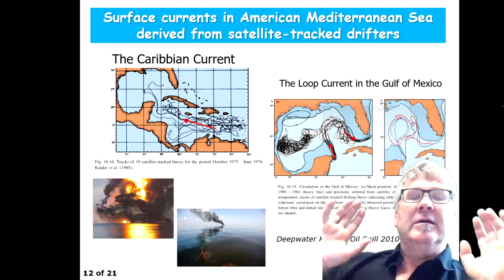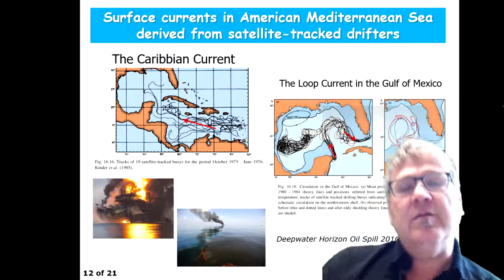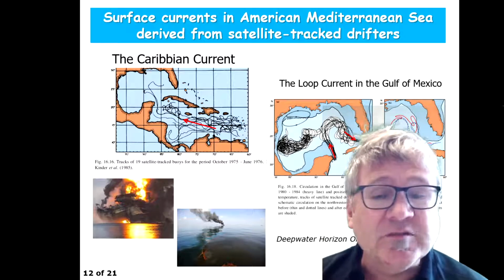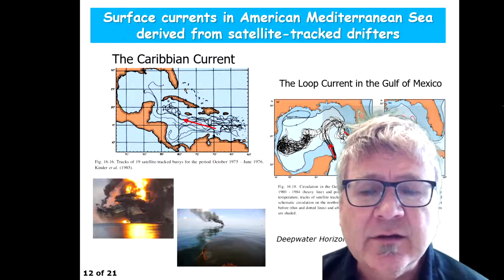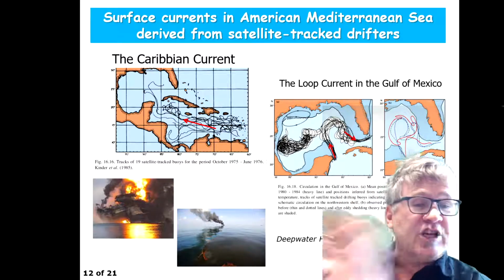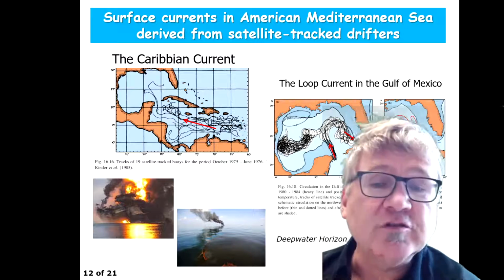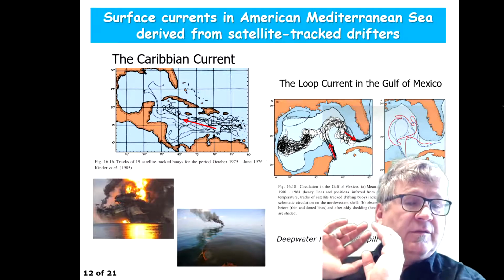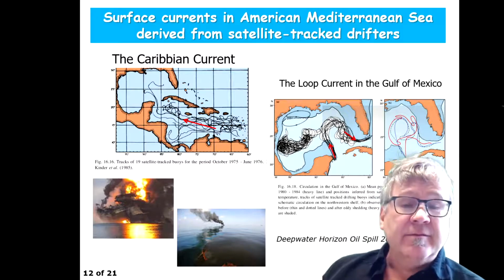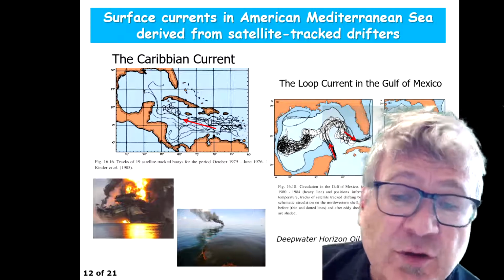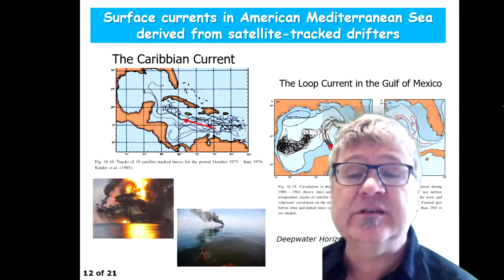So let us quickly have a look at the surface currents in the American Mediterranean Sea as derived from satellite-tracked GPS drifters. Okay, so you chuck drifter floats into the ocean and you work out the pathways just from connecting dot by dot the locations. And this is what's shown here.